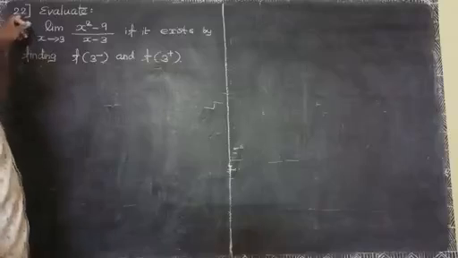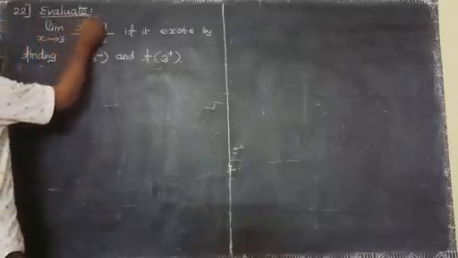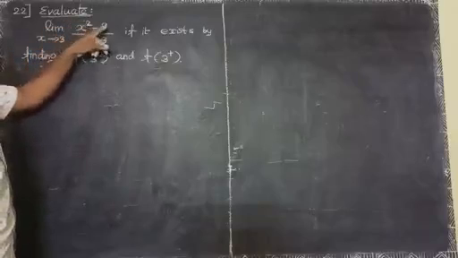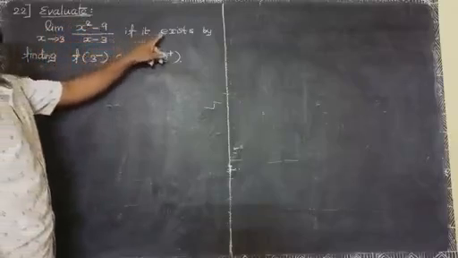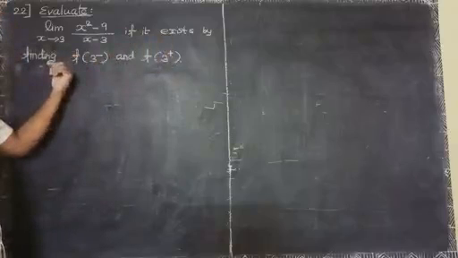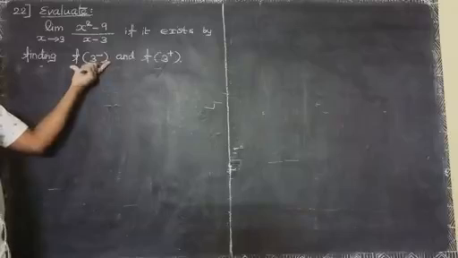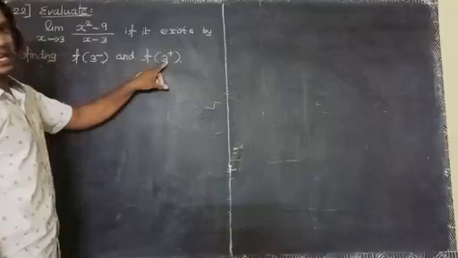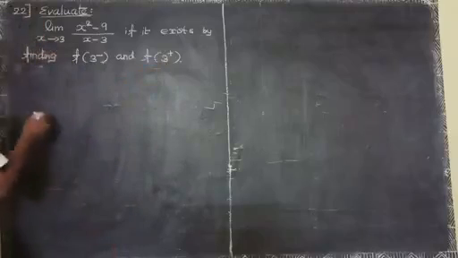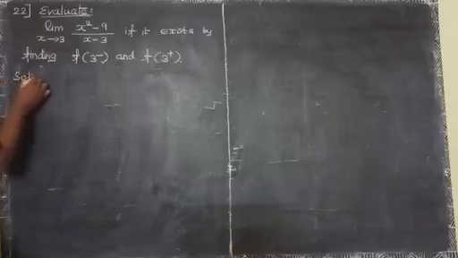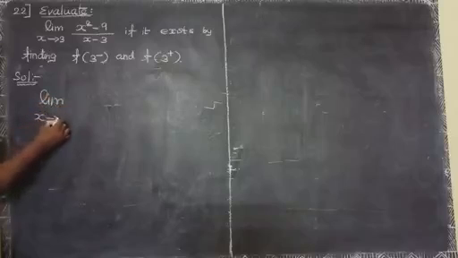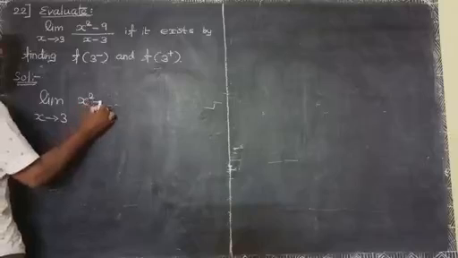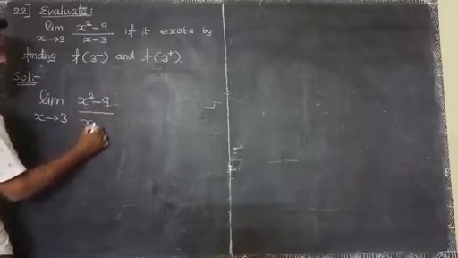Next question, number 22. Evaluate the limit as x approaches 3 of (x squared minus 9) divided by (x minus 3), if it exists, by finding f(3-) and f(3+). f(3-) means x approaches 3 from the left side, and f(3+) means x approaches 3 from the right side. Now the solution. The given function is the limit as x approaches 3 of (x squared minus 9) divided by (x minus 3).